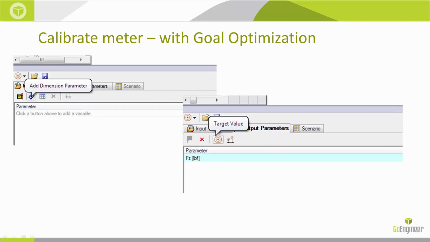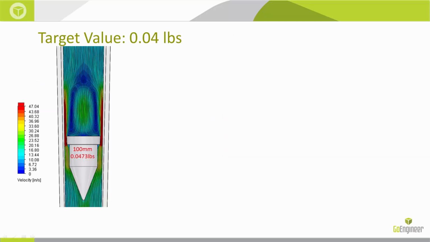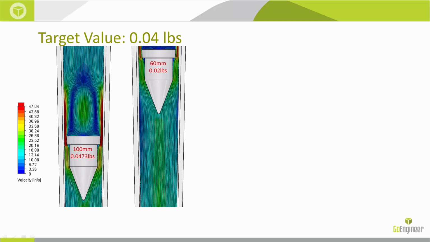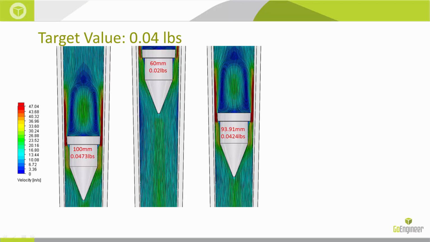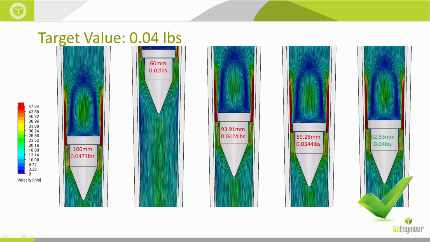Now let's use a goal optimization in our parametric studies to look at our force. So we can see for our target value of 0.04 pounds that at 100 millimeter displacement, we're getting 0.0473. If we move to the other range of our tapered tube at 60 millimeters, we're getting 0.02. And so now we try places in between to try to hone in on our target value. So we try a couple more times, and we end up with 0.04 right on the nose, 92.53 millimeters. This is a value that may not have been immediately obvious to us. So by implementing a tool like SOLIDWORKS Flow Simulation, we're able to get right in on the results that we're looking for.